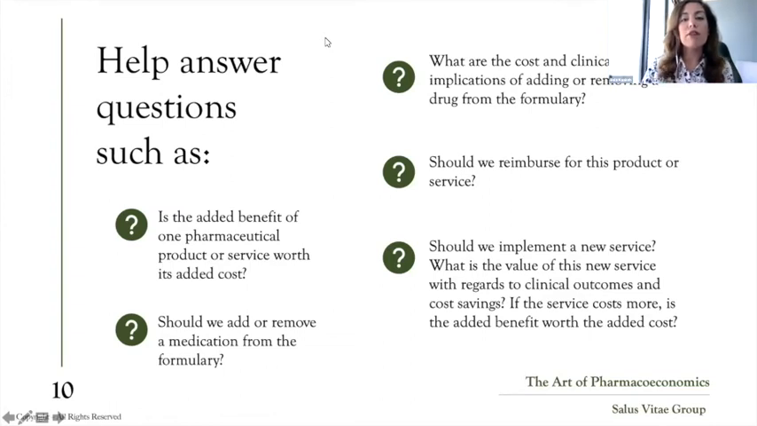So this is the whole conversation around moving beyond just costs to think about how do we take this information to figure out whether we reimburse for a product or not. And then the same thing applies for a new service. So if you were to add a new service, there are different choices that you might have in terms of how you deliver that service, which then begs the question, is that worth the added cost?